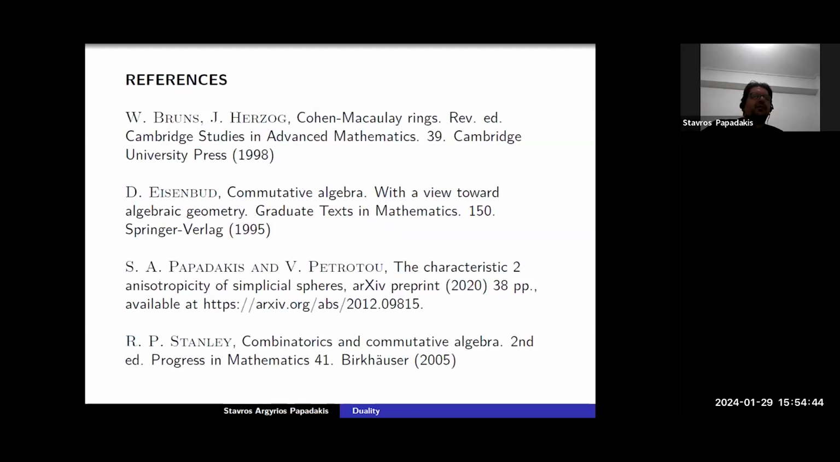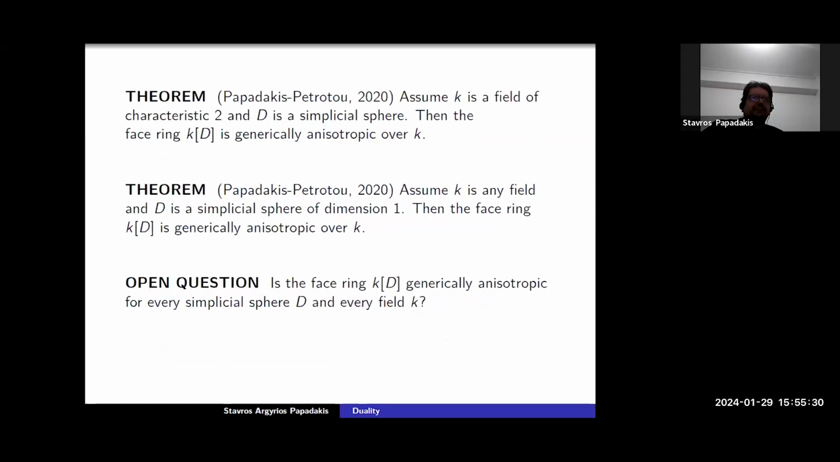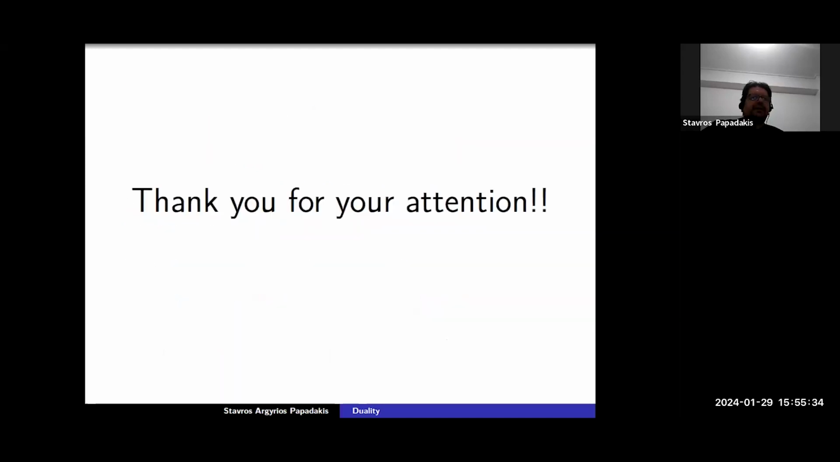Let me give a small list of references. The books of Bruns and Herzog and Stanley are the main references for this kind of algebra, commutative algebra also with respect to combinatorics. The book of Eisenbud is a great reference for commutative algebra, and this 2020 preprint introduced the notion of generic anisotropy and proved the two theorems. And thank you very much for your attention.